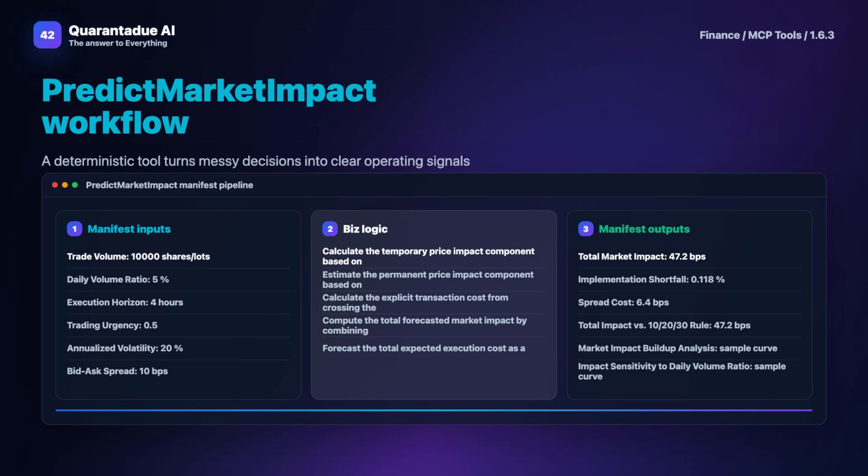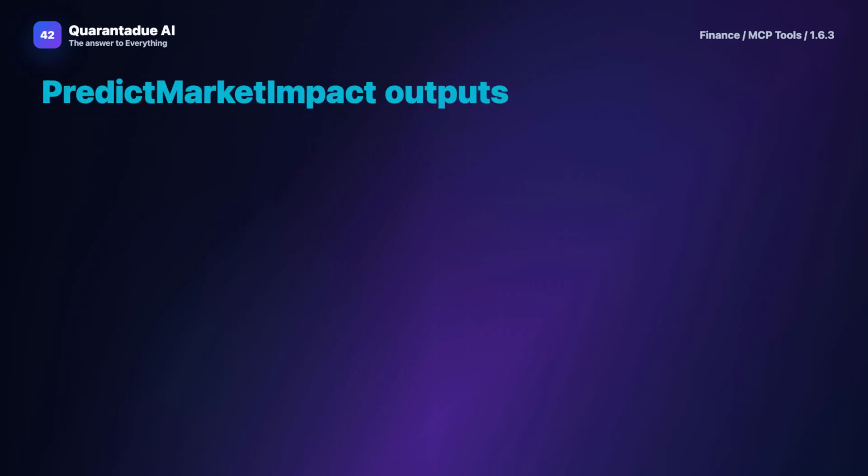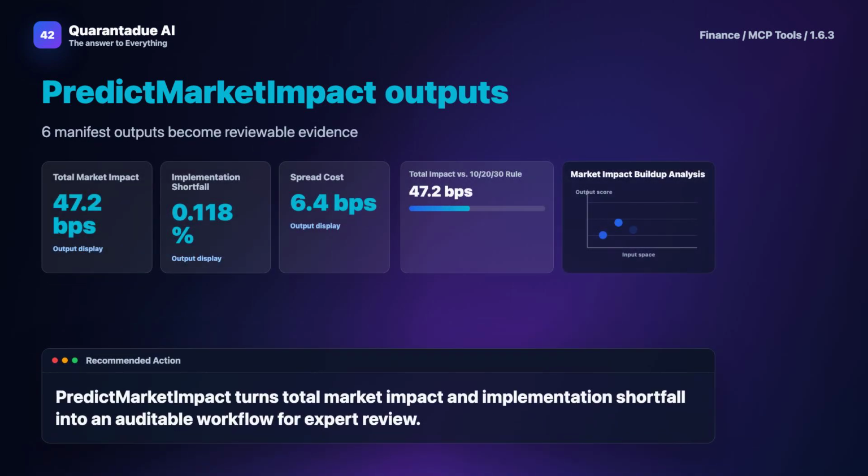You can tweak everything. Change the execution speed from aggressive to passive. Switch order types. Model different market regimes. The scenario engine lets you test VWAP against arrival price strategies. Every calculation is logged in an audit trail for compliance. You get alerts if forecasted impact spikes so you can adjust before trading.